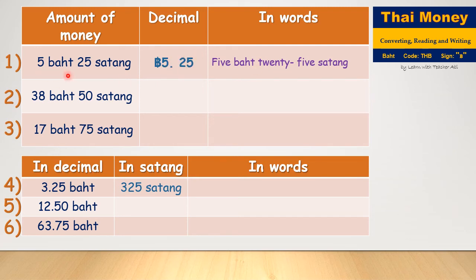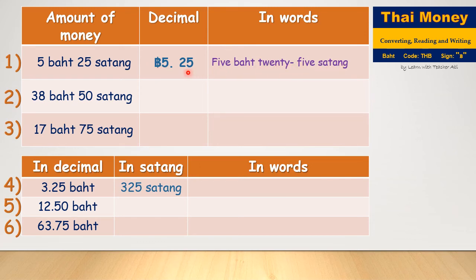See? So they are the same, but in a different form, because this one we have sign and then the decimal point. But this one, no sign, only numeral and words. Okay? And then you change it, convert it into words.